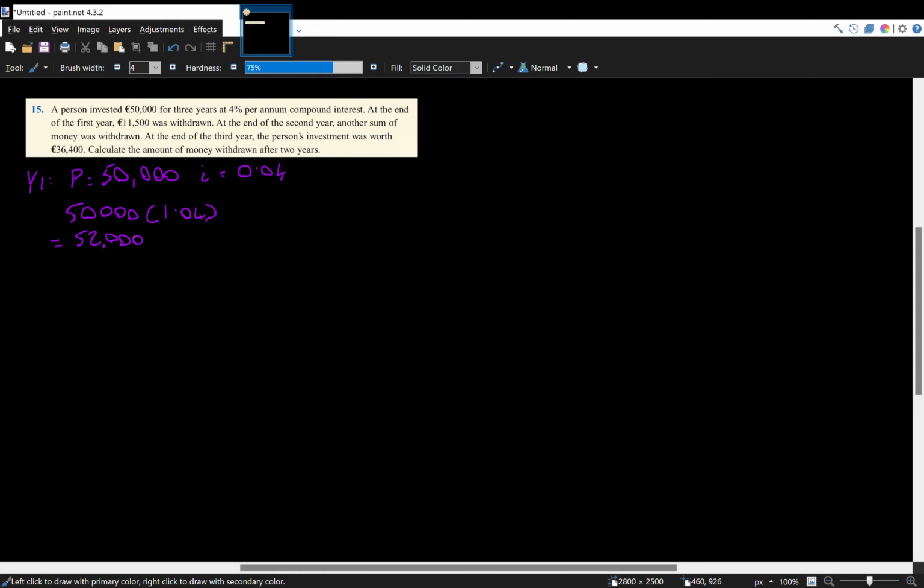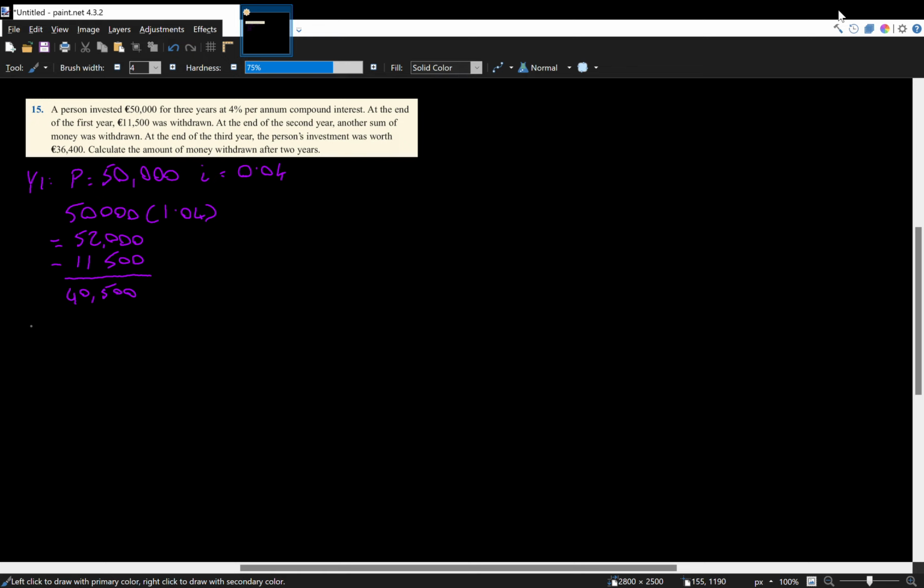And then from that, 11,500 was withdrawn, because it says in the question that at the end of the first year, 11,500 was withdrawn. So we take away 11,500 and we get 40,500. So 40,500 is how much is in the account at the end of year 1 and at the start of year 2.